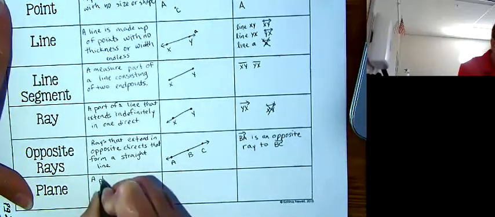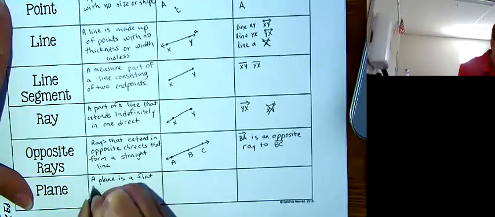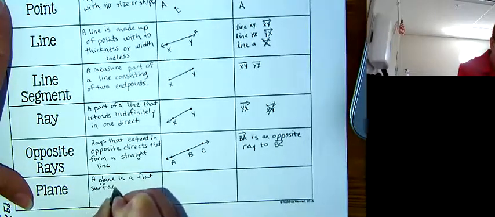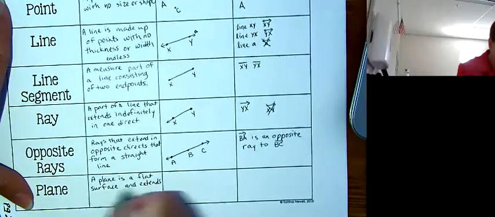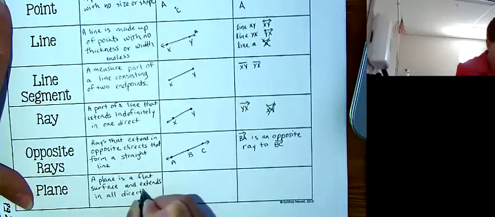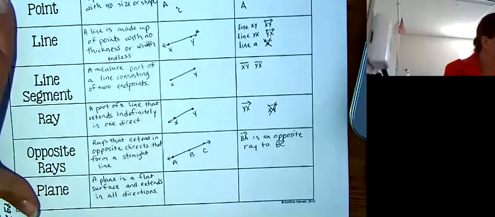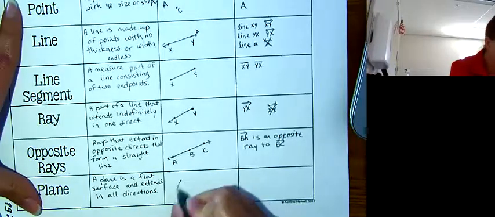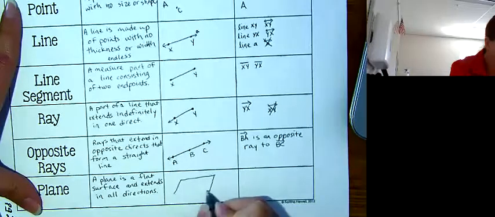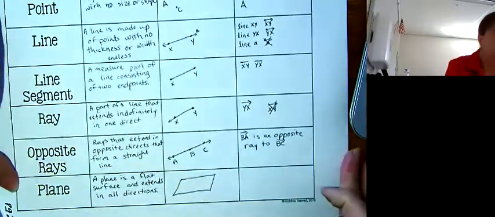A plane is a flat surface and extends in all directions. To maybe help understand this, think about a floor, a tiled floor. I can draw one tile to represent the whole floor because it's an example of it. So even though you're only seeing one little part of it, it can extend to be my entire paper and further.